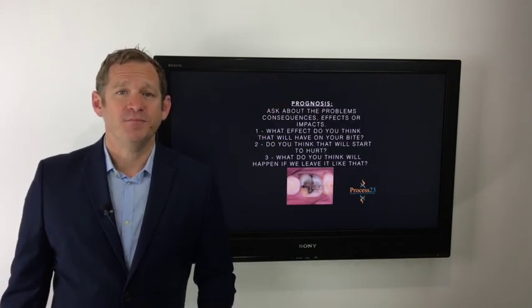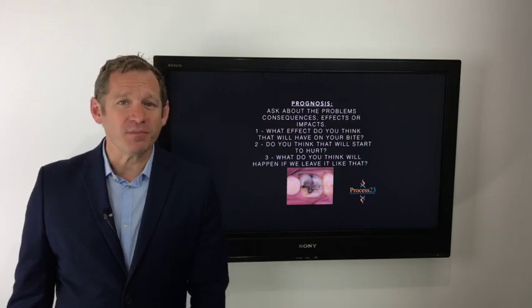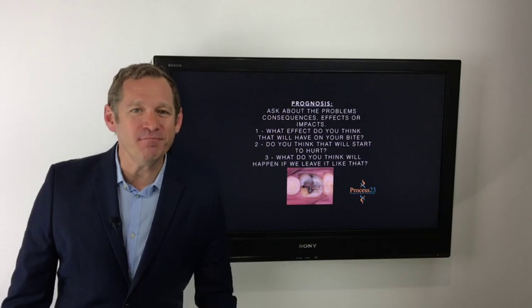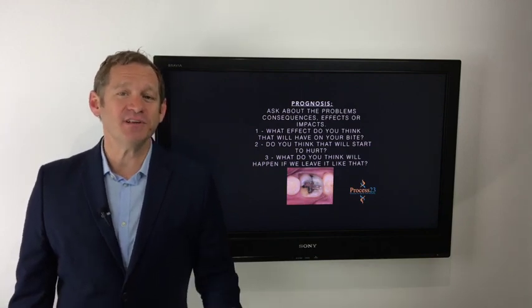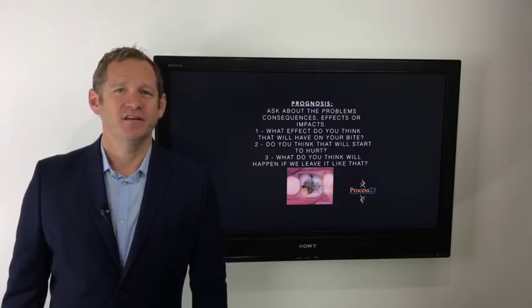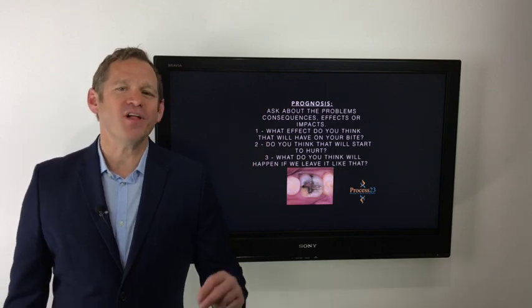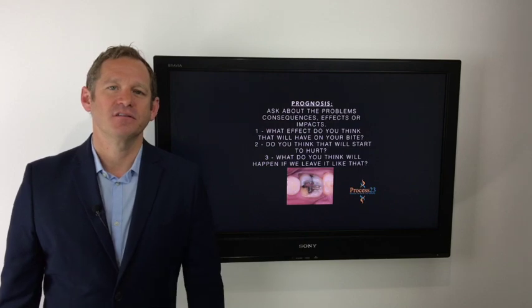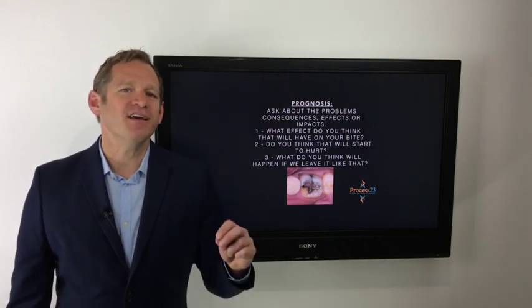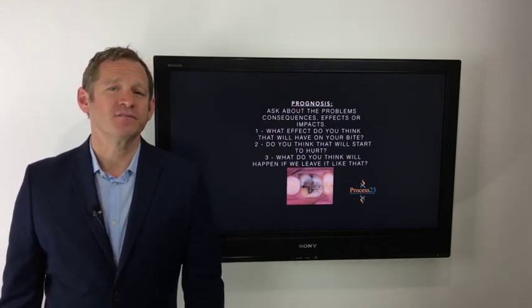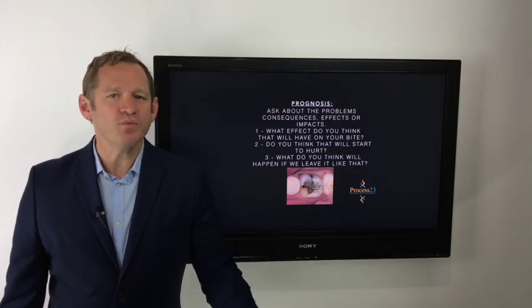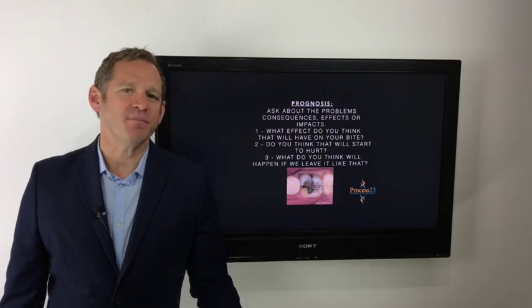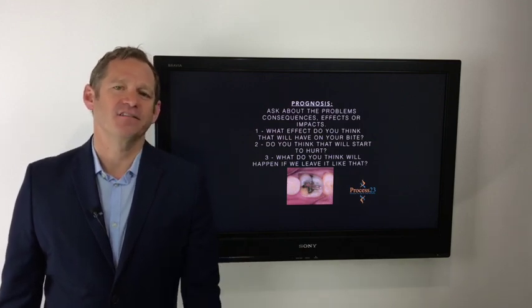Prognosis questions. Ask them about the problems in their mouth and the consequences or effects or impacts of doing treatment or not doing treatment. What effect do you think it'll have on your teeth, Mary, if we don't do anything about this? Do you think that that tooth will start to hurt? And Mary, when do you think that tooth will start to hurt? What do you think will happen if we leave it like this?